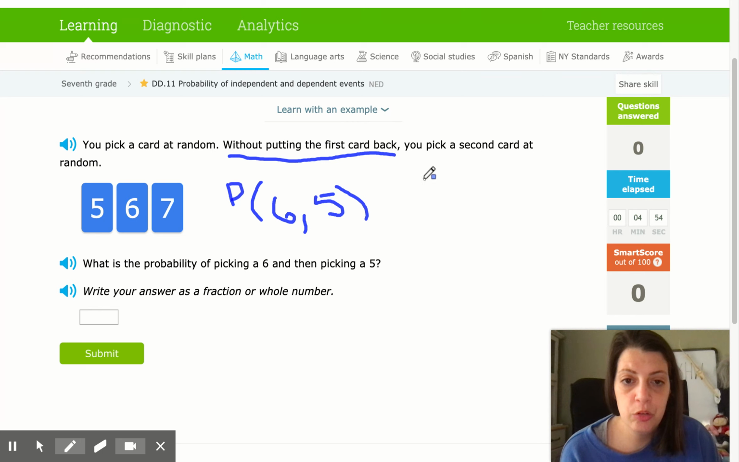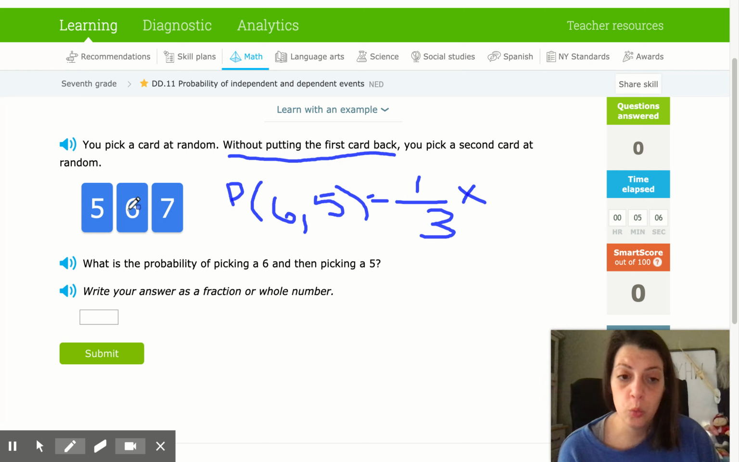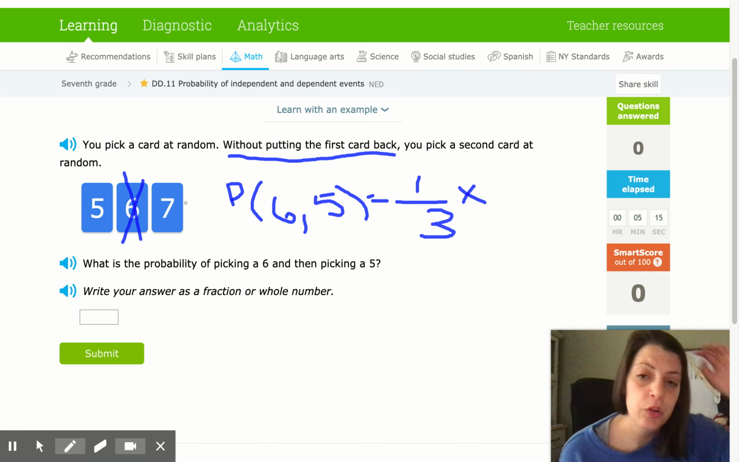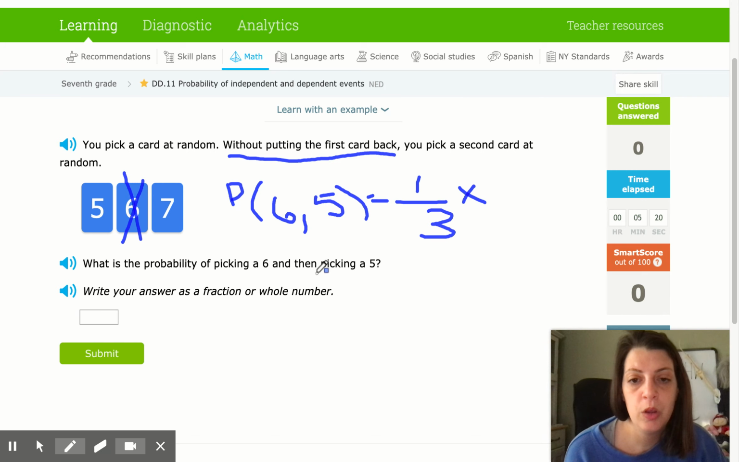So we're doing two separate things. And whenever you're doing two separate things, you're going to multiply. Okay, so picking a 6 is 1 out of 3, right? Here's a 6. There's 1 6 out of 3. But I'm not going to put that back. So right now there's only 2 cards left, 5 and 7. So I want to pick a 5. So there's 1 5, but now there are only 2.